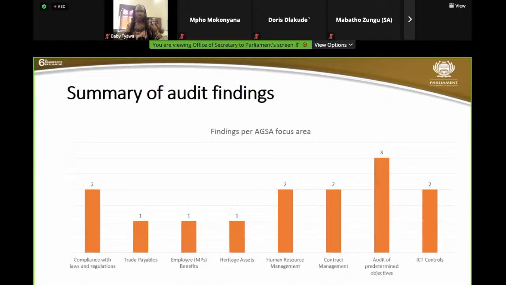However, as I indicated, we've had challenges in the past year. And in terms of the actual findings, we had a total of 14 findings that were raised by the AG distributed as per the graph that indicated. However, it's important to note that none of the issues that were raised resulted in material misstatements in the financial statements or material non-compliance with laws and regulations. So you'll see in the graph there that in terms of compliance with laws and regulations, there were two issues. I'm just taking the ones with high numbers. And then the audit of predetermined objectives, there were three issues. And then on contract management, there were two. And then two on ICT controls. If you can go to the next slide, please.